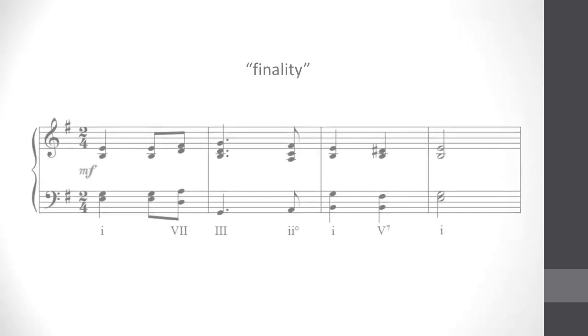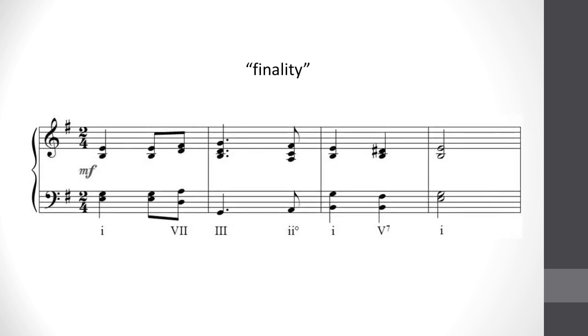And finally, let's take a look at an example of a harmonic phrase that suggests finality. This piece is in the key of E minor. The last two chords in this example form an authentic cadence. Authentic cadences are the strongest type of cadence and suggest finality.